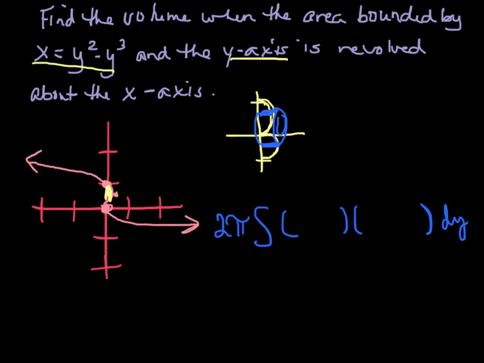Now, because we're doing it as a dy problem, my limits of integration are 0 to 1. And then my height will be y this time. And then my radius, sorry, would be y. And my height will be right minus left, but the right is the curve, y squared minus y cubed, minus left, which is 0. And that would be my shell method problem.